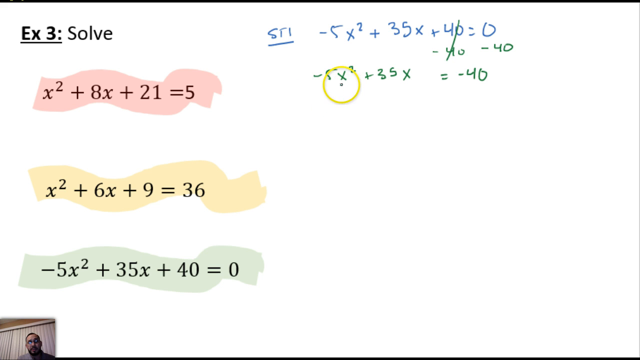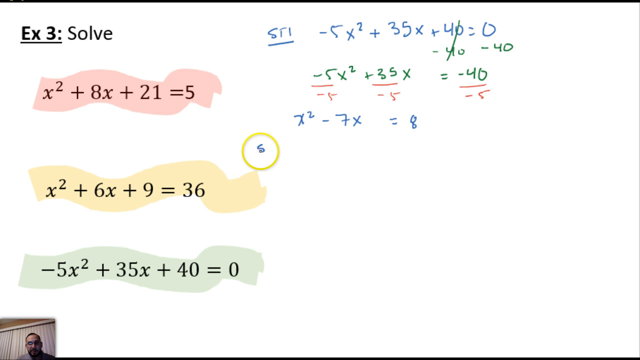Step 1 also says to divide by a, or factor out an a if needed. Another word for factoring is really just dividing. So if I want to factor out an a from all of these, I can pull that out or just divide all sides by a. In this case, I want to divide by negative 5. I divide this by negative 5 and this by negative 5. When I do so, I end up with x squared minus 7x is equal to 8. Yeah, 8, just making sure.